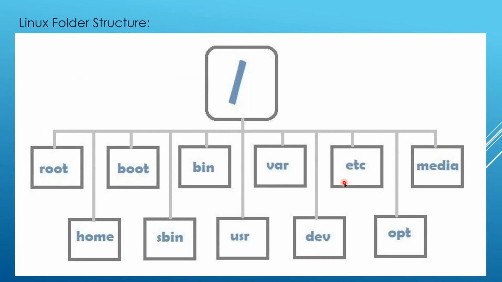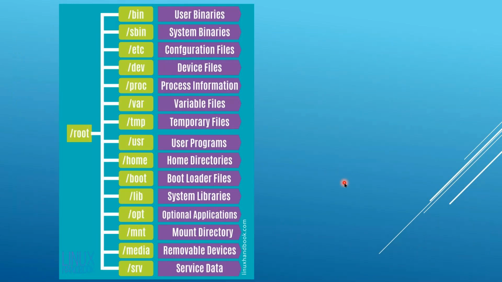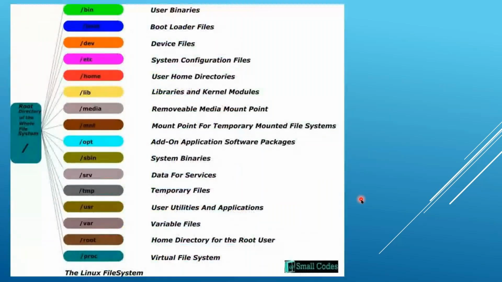Fine. See here. Slash bin. What is slash bin? User binaries. Slash sbin, system binaries. Slash etc, configuration files. Slash dev, device files. Slash proc, process information. Slash var, variable files. Slash tmp, temporary files. Slash usr, user programs, like this. Every folder has some functionality here. So opt, optional applications, like this. See here.